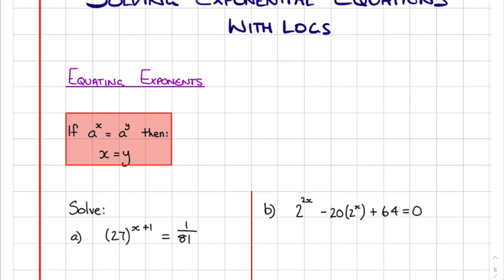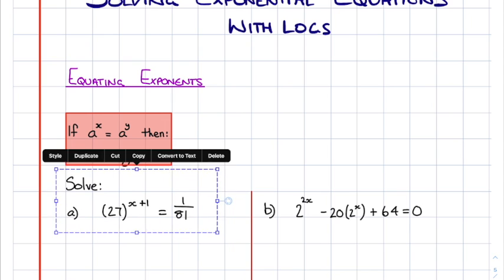If we have two values that we are told are equal to each other, like a to the power of x is equal to a to the power of y, and their bases are the same, then we assume that their exponents, or their powers, are also equal to each other. We're going to use that idea to solve questions A and B here.